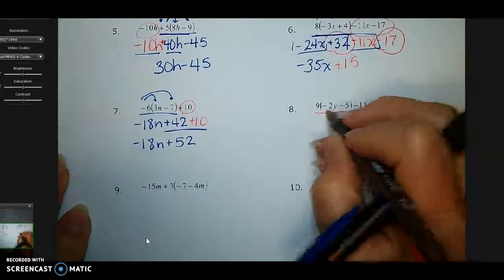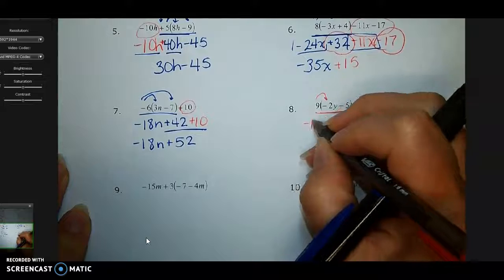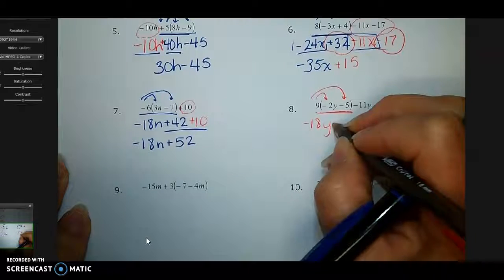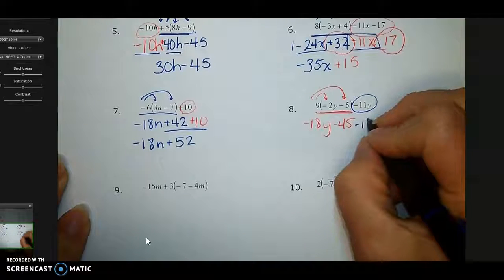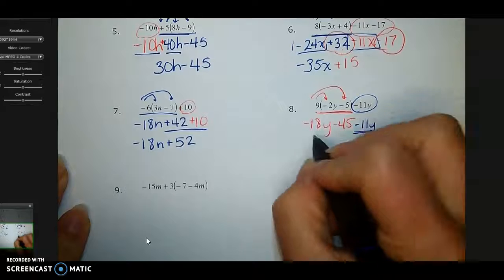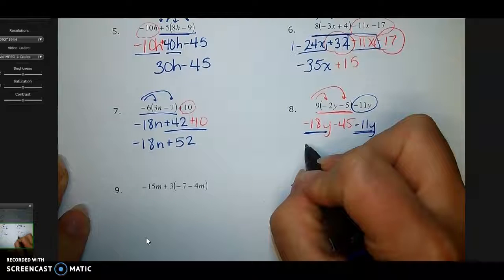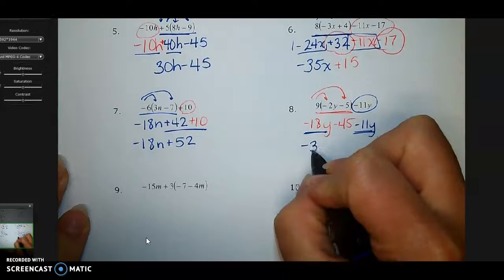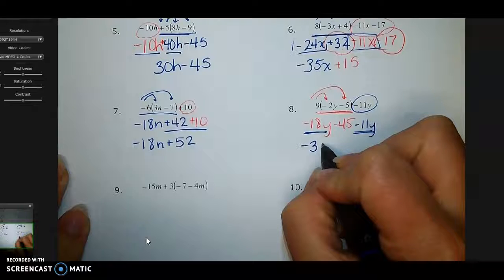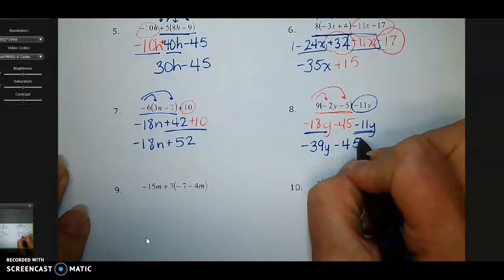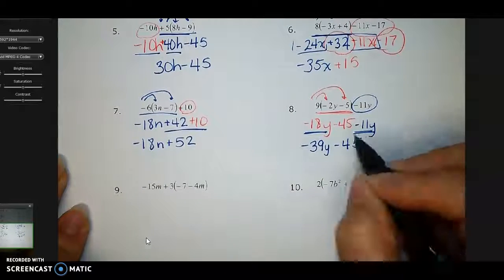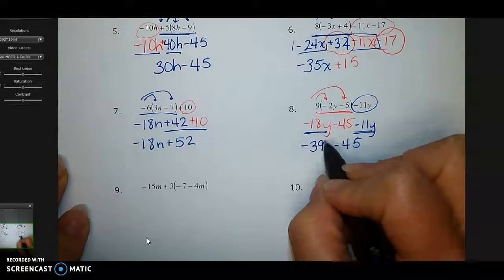Our next one, taking care of this first, I get negative 18y, negative 45. Got my negative 11y there. My negative 11y and my negative 18y gives me a negative 39y minus 45. I'm sorry, negative 29y.